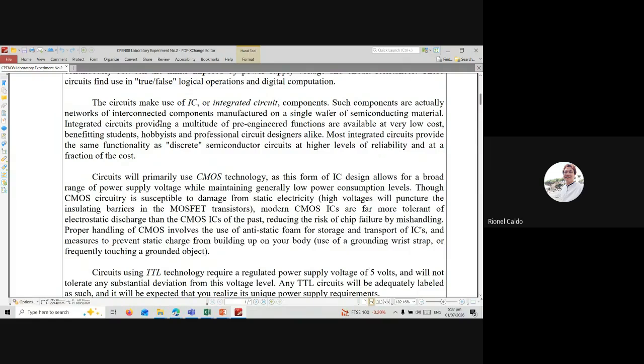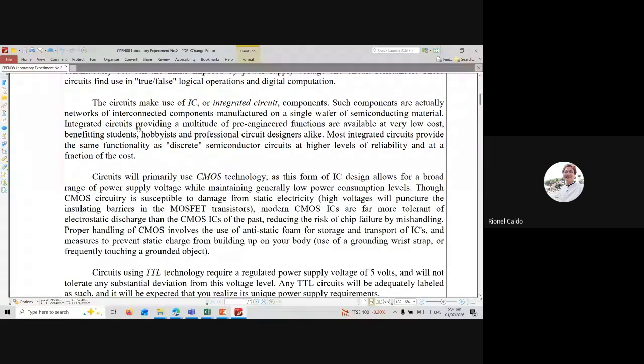The circuits make use of the IC, pag sinabing IC, that is integrated circuit, and then components. Such components are actually networks of interconnected components manufactured on a single wafer of semiconducting material. So, di ba nakita na natin yung IC, nakita natin yung coating na insulator, nakita natin yung part na nagkakandak ng electricity, and then alam natin na yung loob ng atin pong ICs ay transistors.